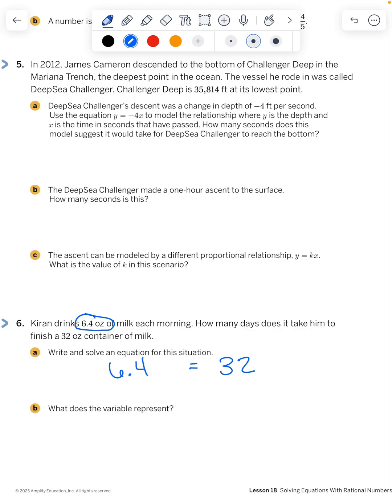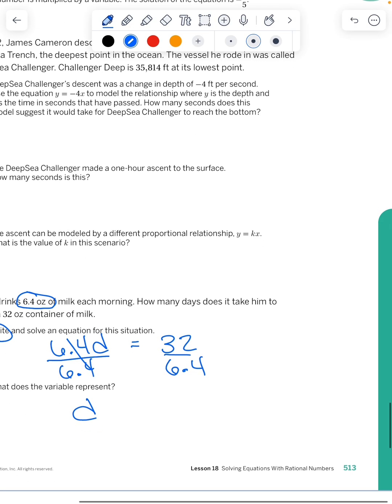So 6.4 each morning times some amount of days gives me 32 ounces. So 6.4 times something gives me 32. That would be my writing the equation. And then to solve the equation, again, we're going to do the inverse operation. We're going to divide both sides by 6.4 to get that D by itself, the amount of days by itself.